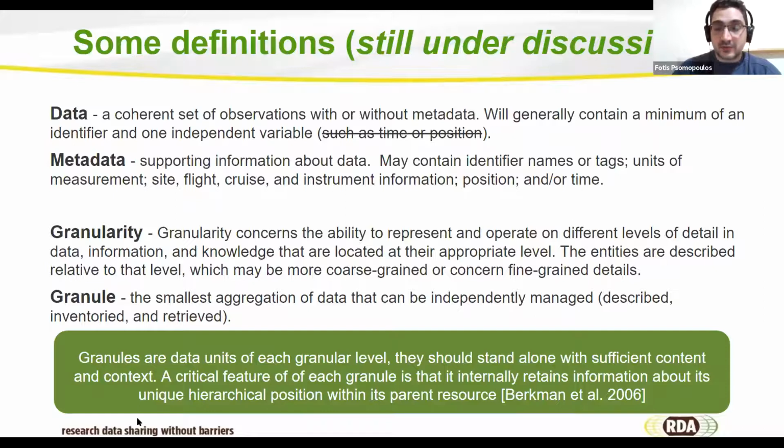Also, the comment of whether the use is appropriate or not. I don't know how the rest of the participants here feel, if that would be a useful aspect to include in the granular definition. So right now, as you can see, the definition focuses more on what can be independently managed in terms of description, inventory, and retrieval. That does not imply appropriateness, at least in my mind. But if you feel that this is something that is useful, we can include that in the definition. Comments, thoughts?